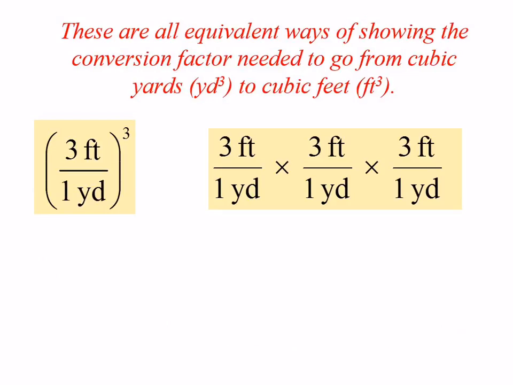So 27 is actually, if you take 3 times 3, you get 9. 9 times 3, you get 27. So 27 actually is 3 raised to the 3rd power. This is how that works. If you're like me, I need a calculator to do those.